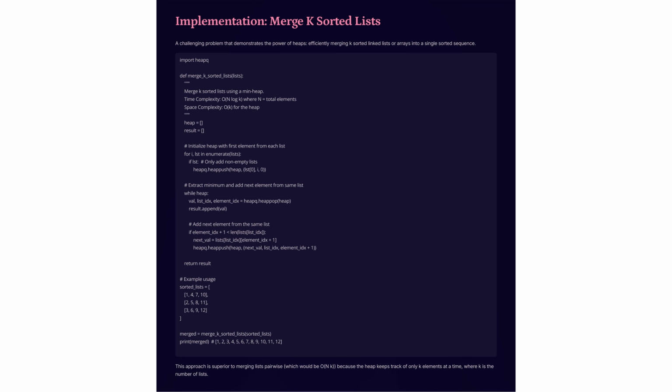Efficiently merging k sorted lists using a min-heap involves initializing the heap with the first element of each list. Continuously extract the minimum, adding the next element from the same list. This method achieves O(n log k) time complexity, significantly outperforming pairwise merging by maintaining only k elements in the heap.